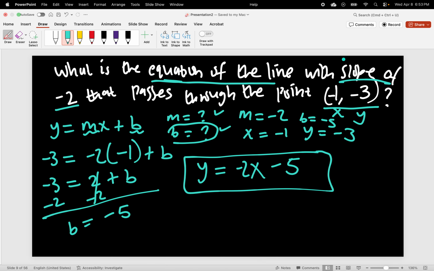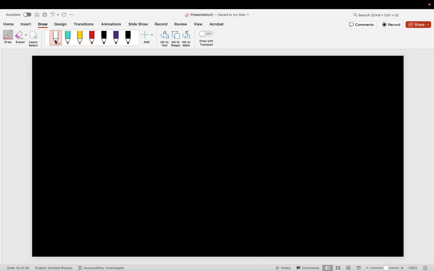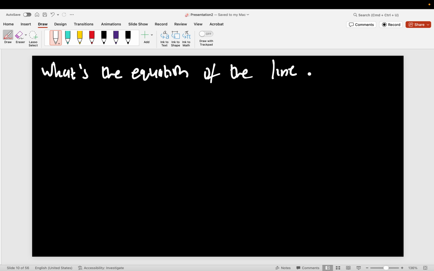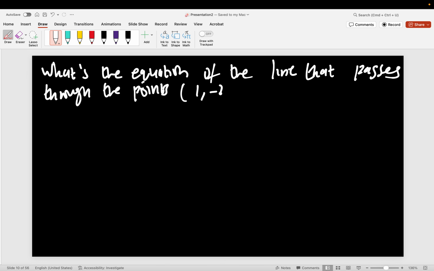Okay, let's do another problem. So let's say the problem says, what's the equation of the line that passes through the points 1, -2, and 3, -5? Okay, what's the equation of the line that passes through these points?